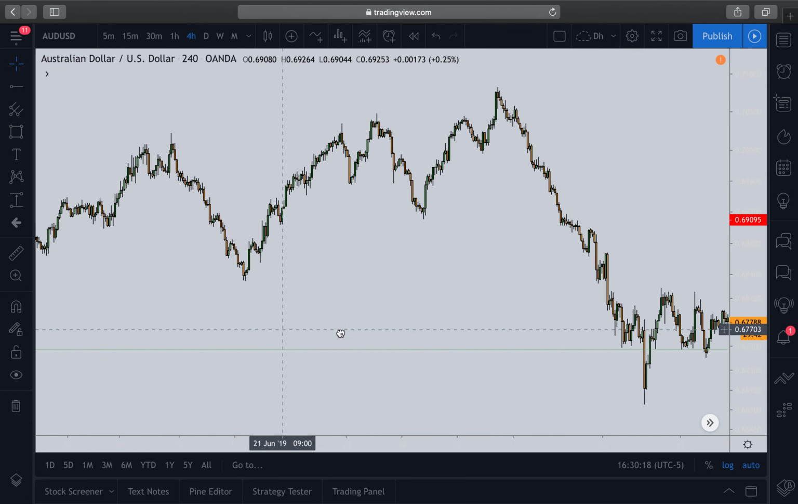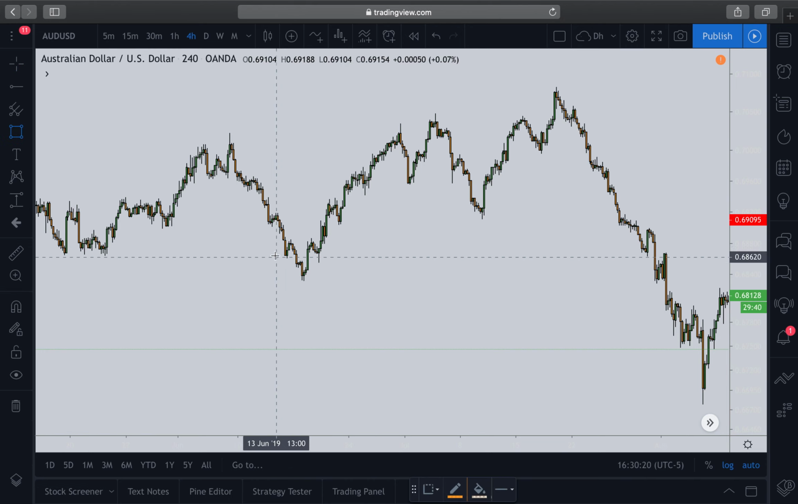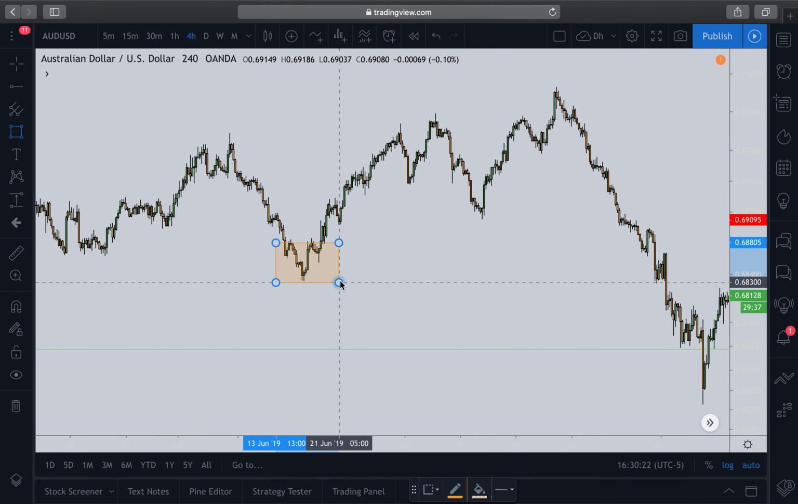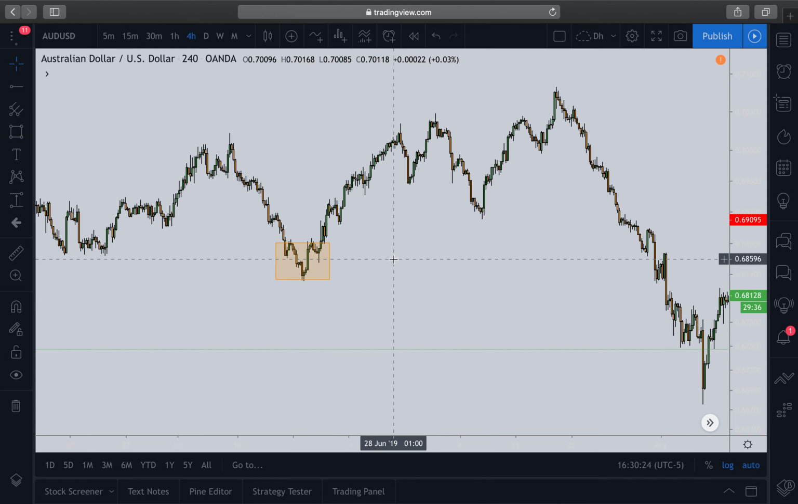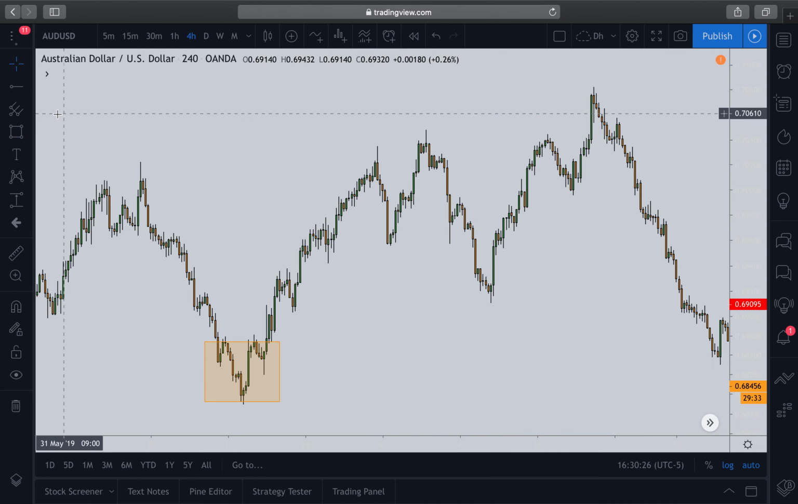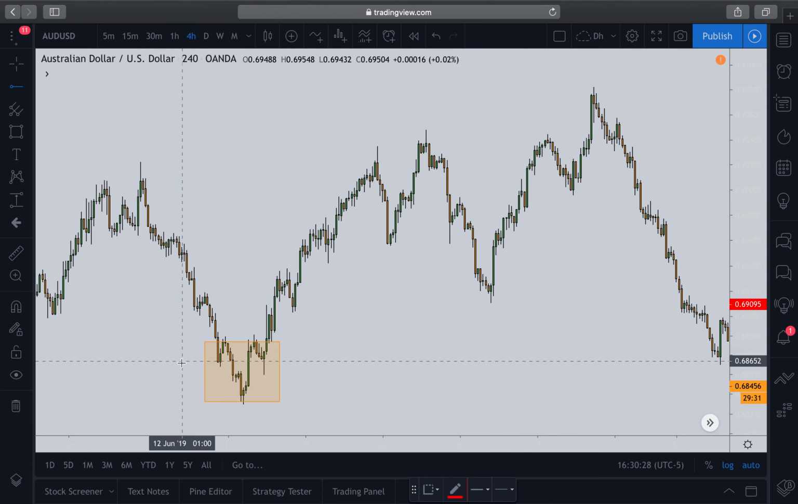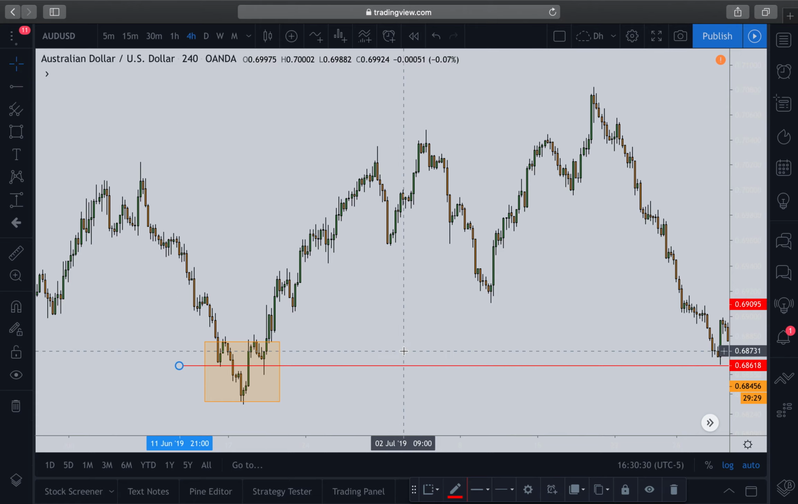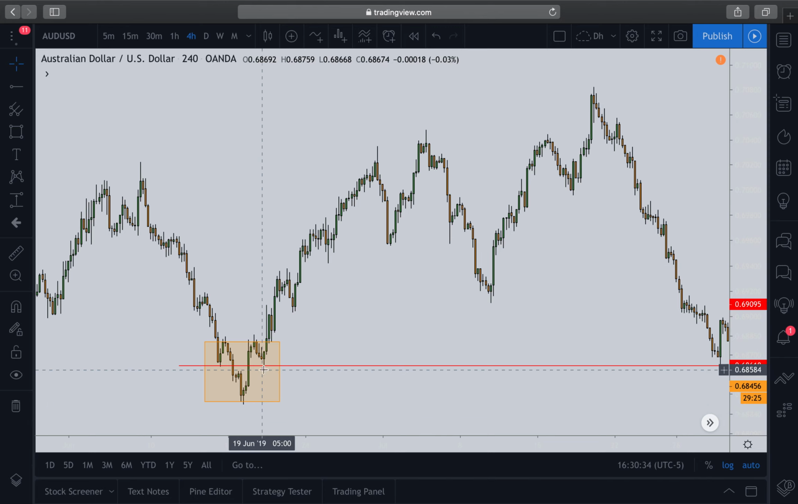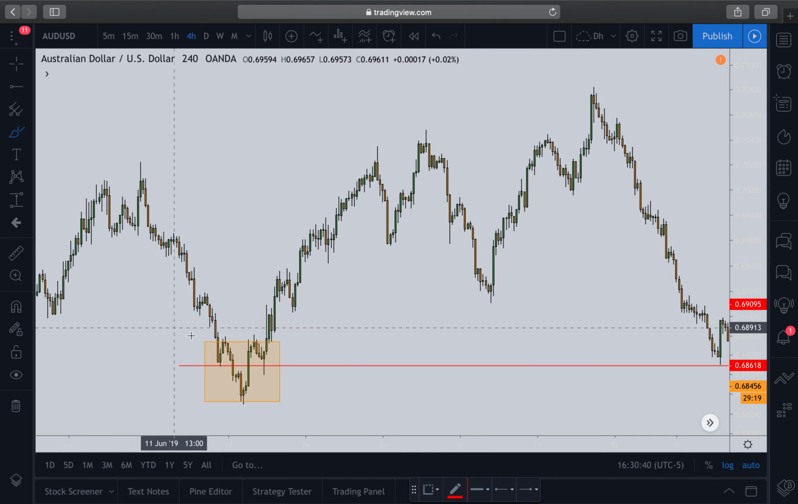Here's an inverted head and shoulders right here. Nice inverted head and shoulders. That's like textbook if you ask me. The only difference is that the right wick on the right shoulder of that form is extended out a little longer than the left shoulder. But like I said before, they're not gonna be perfect.